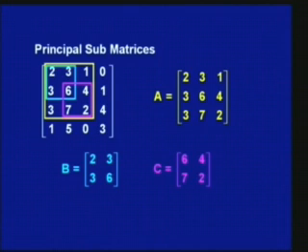In a special case, a matrix itself is a submatrix. So, the matrix with rows 2 3 1 0, 3 6 4 1, 3 7 2 4, 1 5 0 3 is a 4 by 4 submatrix of itself.